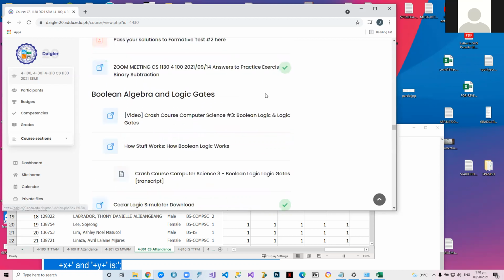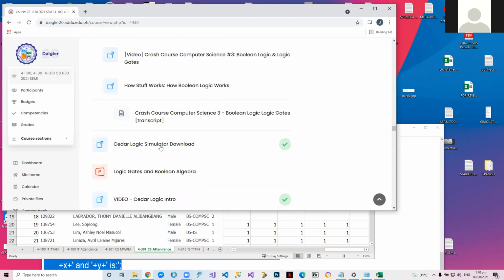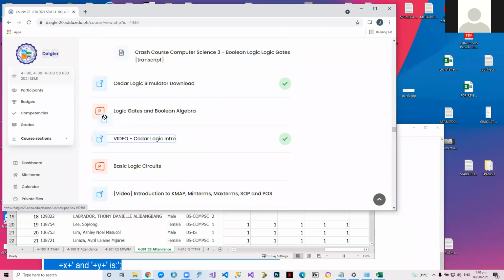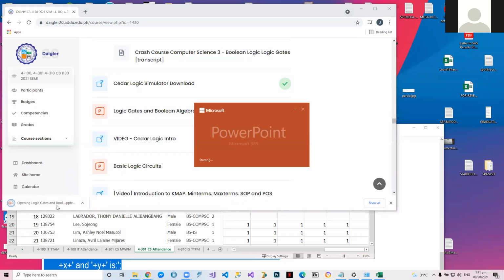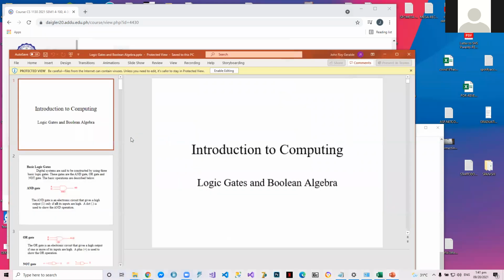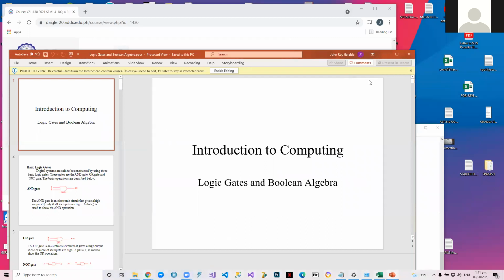Before that, we will be introduced to the components of computer hardware, which are logic gates. Now, I'd like you to install a logic simulator, which we are going to use. Then you watch this video, the Cedar Logic intro, on how to use Cedar Logic. I'm also going to discuss this in passing, when we look at logic gates.